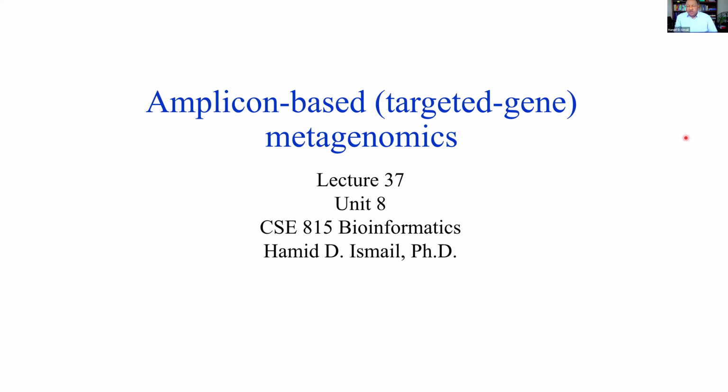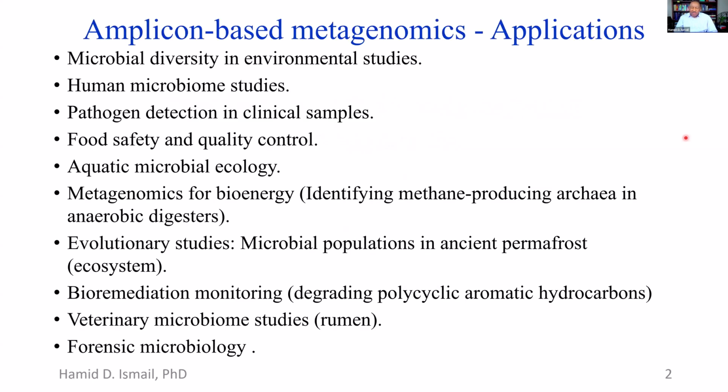Okay, so today we'll talk about Amplicon-based targeted gene metagenomics, and there are two kinds of metagenomics analysis. One of them is Amplicon-based metagenomics data analysis. The second one is shotgun. And today we'll talk about the first, specifically about bacterial communities.